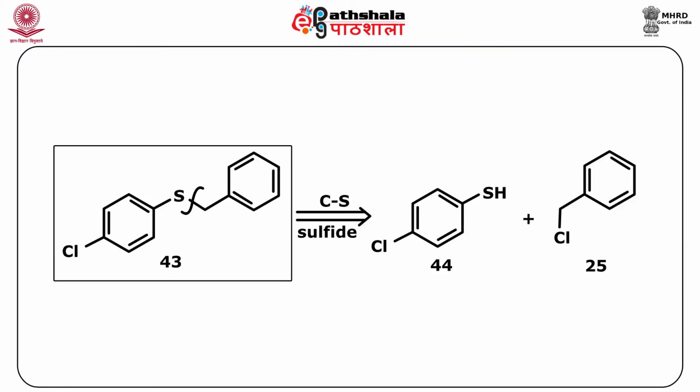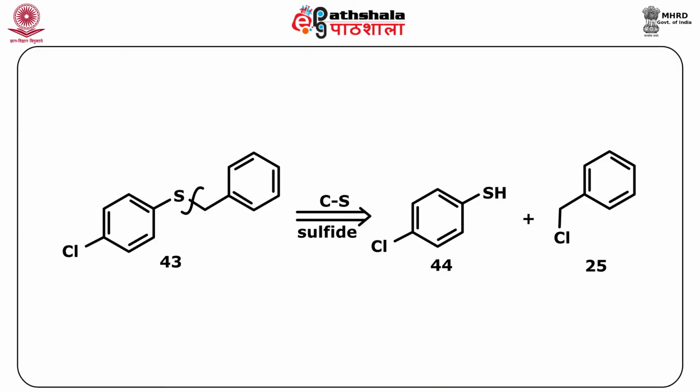Chlorbenside, as represented in structure 43, which is also known by other names like chlorparacide or chlorsulfacide, is a pesticide most commonly used as an acaricide, to kill mites and ticks. The disconnection of this molecule yields an acidic thiophenol represented by structure 44 and a reactive alkyl halide 25. The synthesis involves combining these two synthons in ethanol with sodium ethoxide being used as a base.